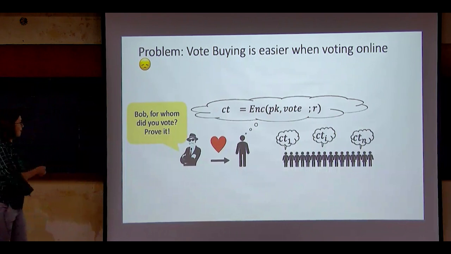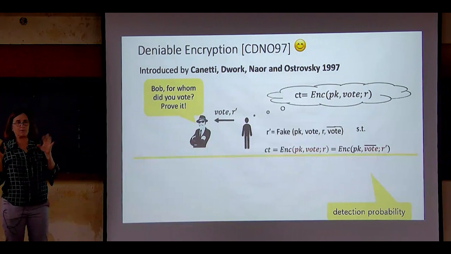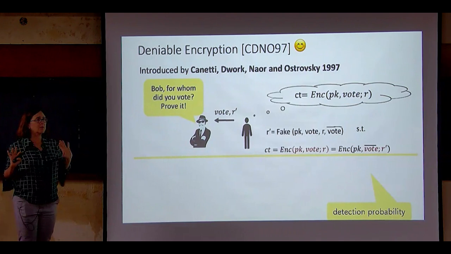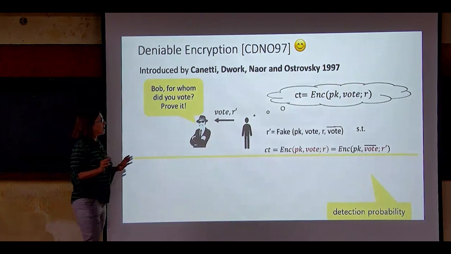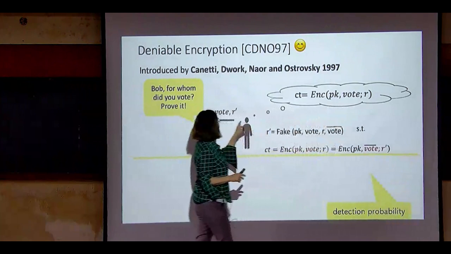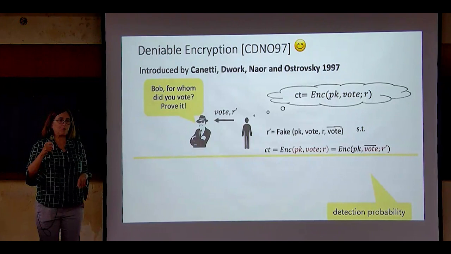Okay, so this was a problem in the solution that Benaloh gave. And in '97, there was this beautiful paper by Ran Canetti, Cynthia Dwork, Moni Naor, and Rafail Ostrovsky. They had this notion. They said, you know what? We're going to come up with a new kind of encryption scheme, which is called a deniable encryption scheme. The idea of a deniable encryption scheme is that you could vote, let's say, for somebody. This is a real vote. And you send the ciphertext to the government to tally. But when this guy comes around and says, hey, Bob, prove that you voted for me, in this encryption scheme, you could actually prove to him you voted yes or you voted no.